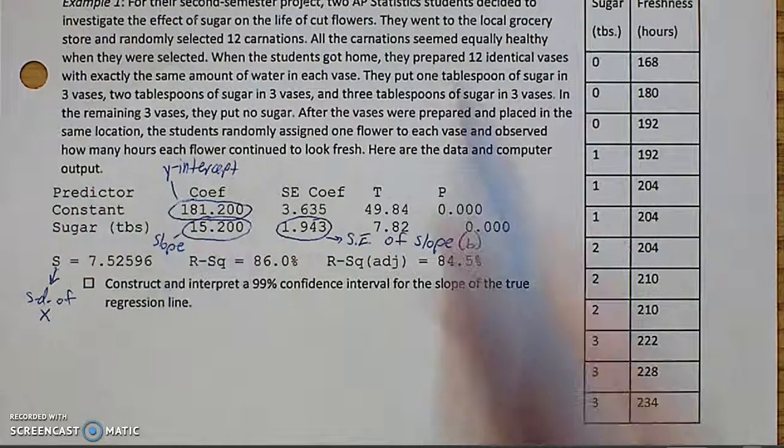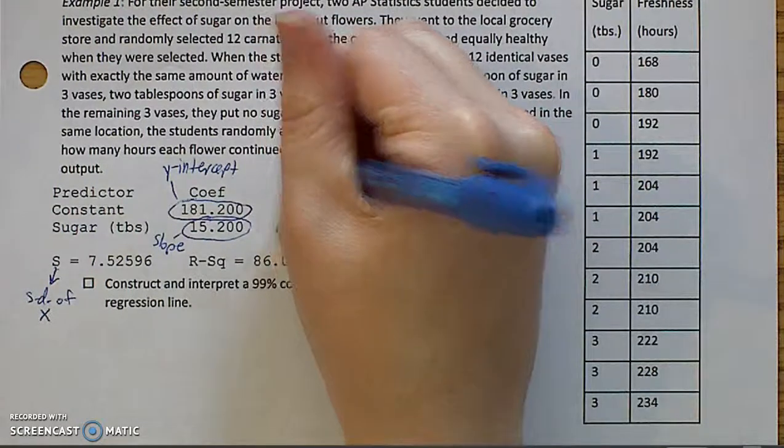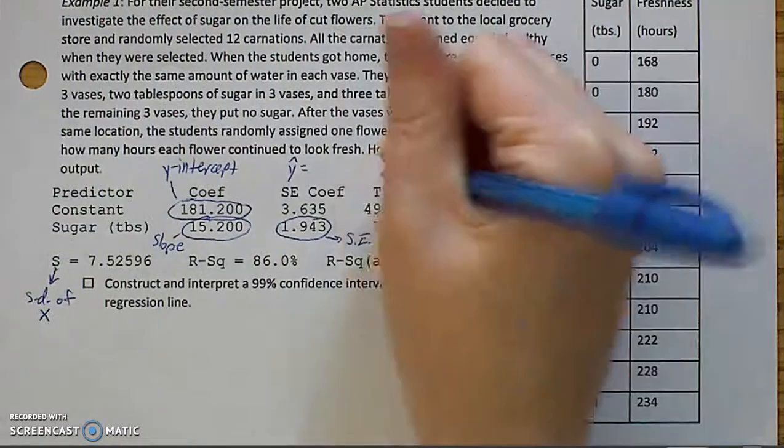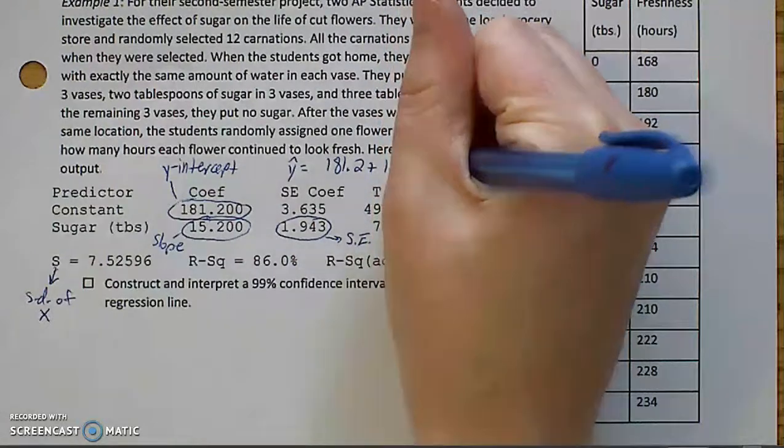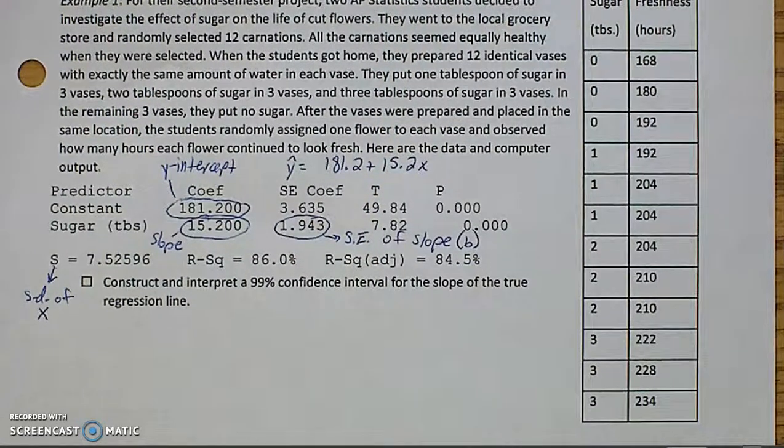From your slope and your y-intercept, we have our prediction equation, right? Y hat would equal 181.2 plus 15.2x. So that's how we read our computer output. Over here we have our actual data. Now, this information came from an experiment, so keep that in mind when we do our independent condition, because we won't need to check the 10% condition.